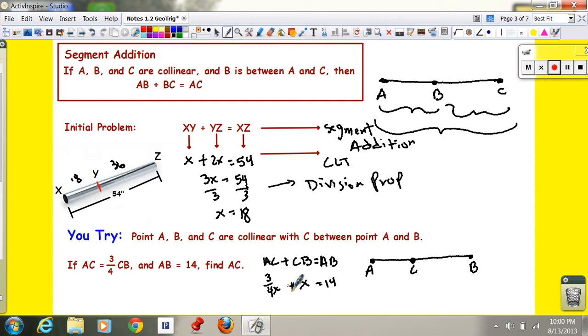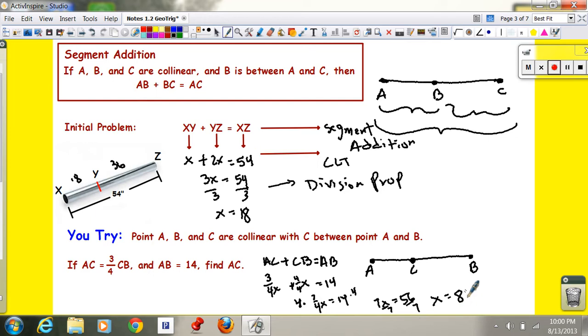So 3/4 X plus 1X, which I could change to 4/4 X. 4/4 is the same as 1. So you're going to get 7/4 X equals 14. I'm going to multiply by 4 on both sides. So I get 7X equals 14 times 4, which is 56. I'm going to divide by 7, and you're going to get X is 8.